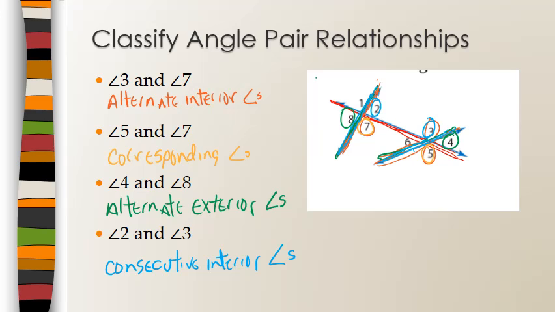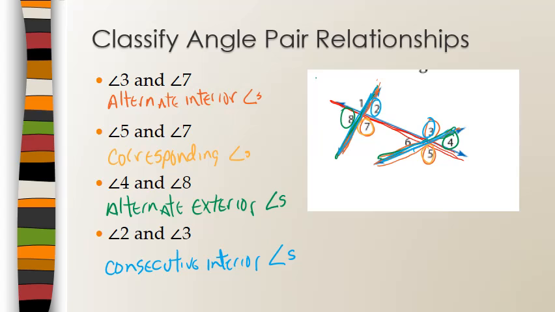As with anything in math, sometimes it takes a little bit of practice, but our pair relationships, we've got interior angles, we've got exterior angles. Our interior angles here are 2, 7, 3, and 6. Our exterior angles are 1, 8, 4, and 5. Our consecutive interiors are 2 and 3. Those are consecutive interiors. 7 and 6 are consecutive interior.